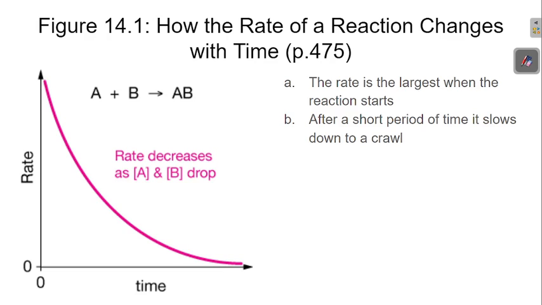Figure 14.1 on page 475. How the rate of a reaction changes over time. Decreases. Given a general reaction, A plus B giving you products, the rate of that reaction decreases as the concentration of A and B decrease. The rate is the largest when the reaction starts, because that's when you have the most reactant. But look how steep this is. After a short period of time, it slows down to a crawl. It never reaches zero, but it goes very, very slowly.